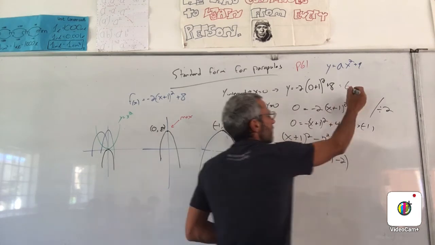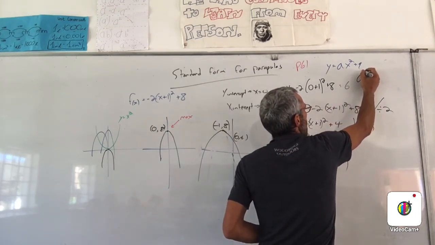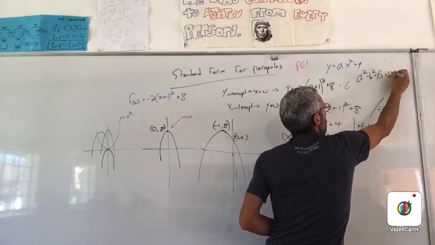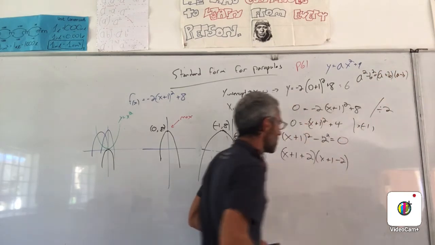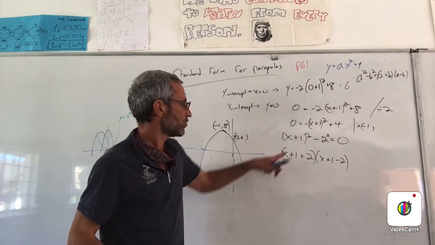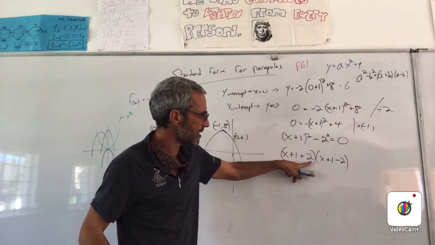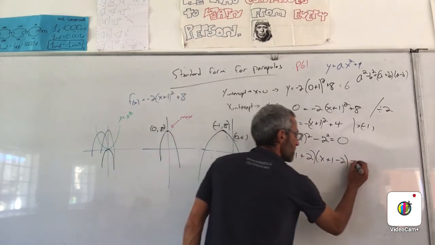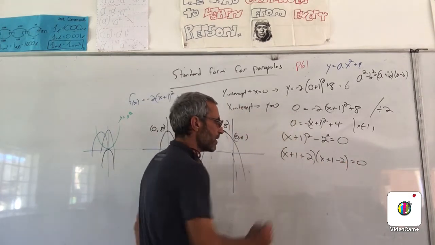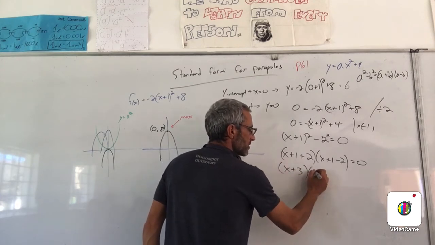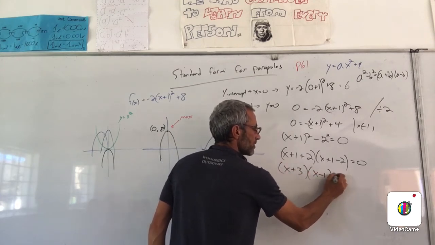Okay? That's that formula from grade 9. A squared minus b squared is a plus b times a minus b. And you need to be able to use that. Okay? So now my a is x plus 1. So a plus b times a minus b. That's obviously equal to 0. Okay? That's the same as saying x plus 3 times x minus 1.